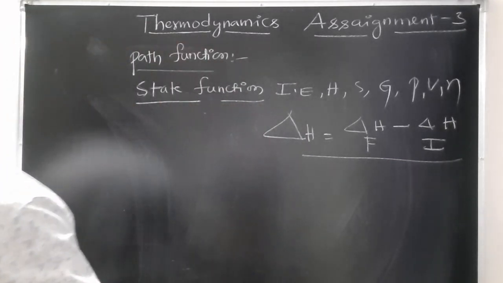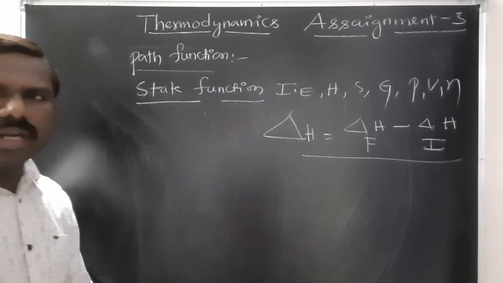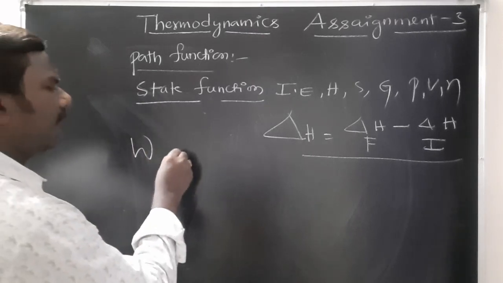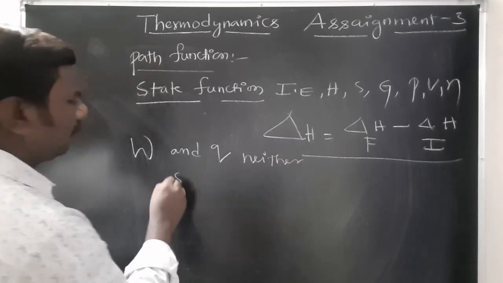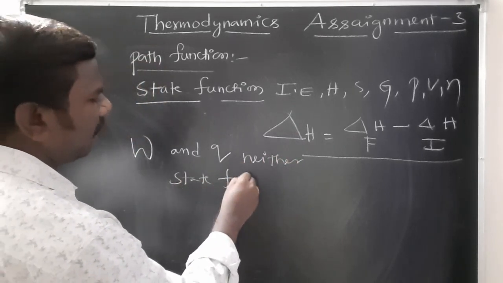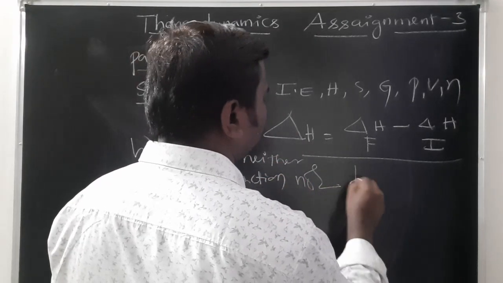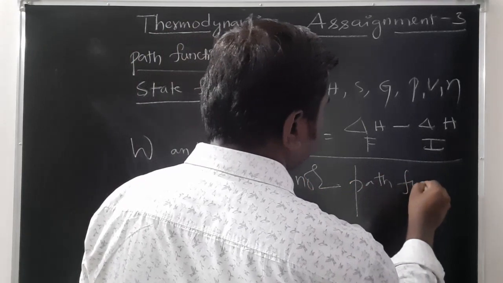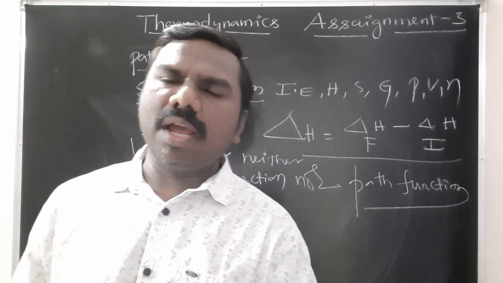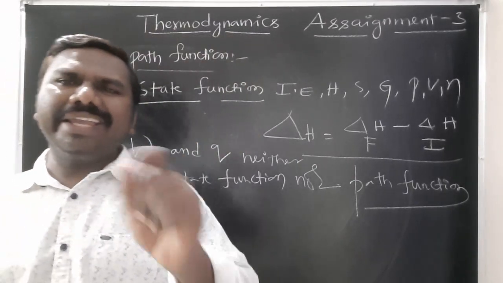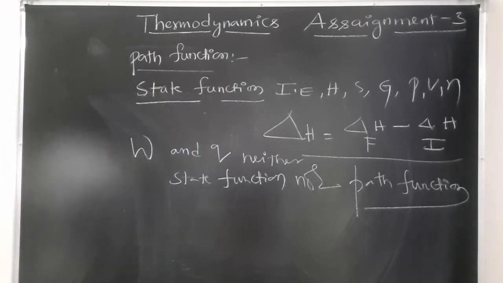After this, different processes. Here the important ones are work and heat, which are neither state function nor path function. Very important. A question may be asked: which of the following is neither state function nor path function? Work and heat are neither state functions nor path functions.